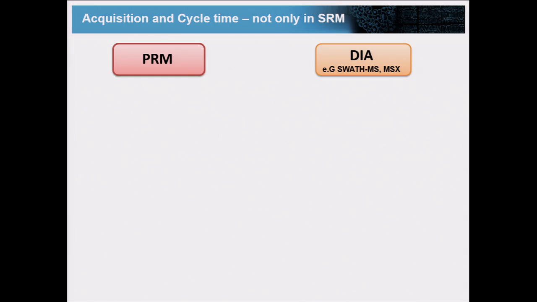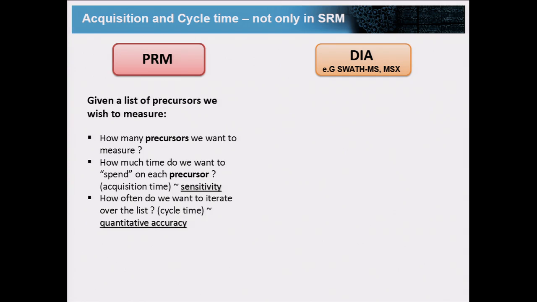Although I'm going to talk now about SRM, I would like to remind you that this issue is also very important when you're doing PRM or SWATH. Just the question is a bit different. If we're doing PRM, we're not going to ask when we come back to the same transitions. We're going to ask when we come back to the same precursor, how many precursors we want to measure, how much time we want to spend on each precursor, and how often we want to iterate over the list of precursors.